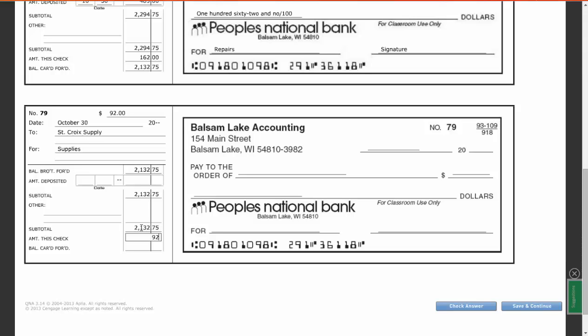And this check is being written out for $92. And again, the amount of the check gets subtracted. So if I take $2,132.75, subtract from it 92, Libby, what is my balance after the check? Yes, $2,040.75. Now, we don't have the next check stub, but if we did, we bring that balance brought forward to the next unused check stub.